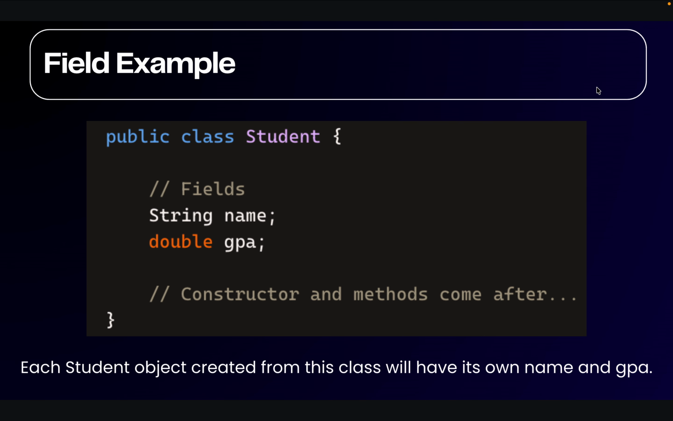So each student object that's created from this class will have its own name and GPA, just as you have your own classes that you attend. There are different students, and each student has their own different GPA. But a class pretty much allows us to reuse this component of code for various objects.